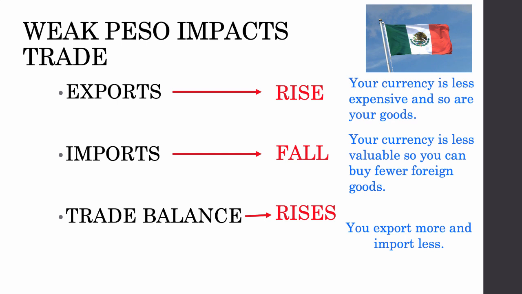It's just a mathematical calculation. If the positive number in the calculation gets bigger, that's the exports, and the negative number in the calculation gets smaller, that's your imports, then the total number is going to get bigger. So weak currency means a more positive trade balance, and a strong currency means a more negative trade balance. Well, this world is nuts.